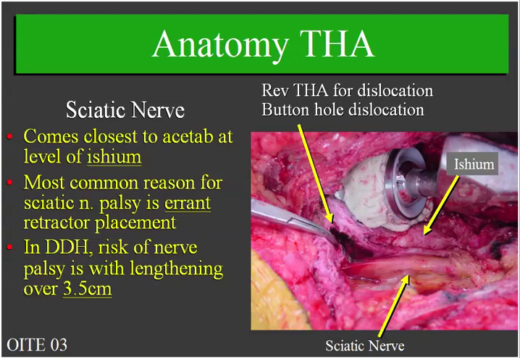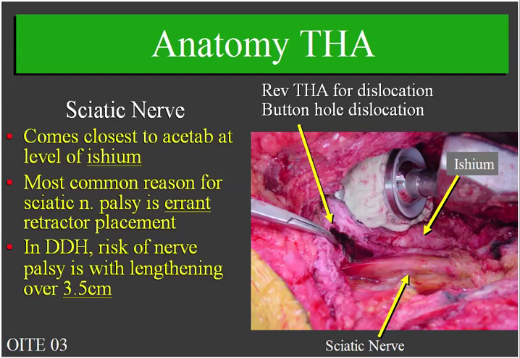Anatomy question, sciatic nerve. It comes closest to the acetabulum at the level of the ischium. It's been on the in-training, has been on the boards. The most common reason for a sciatic nerve palsy is errant retractor placement posteriorly. You lever on the nerve. If you lever on the nerve, which part of the sciatic nerve do you hit first? Anybody? In-training board question. Peroneal portion of it. You usually end up with a foot drop. In DDH, you run the risk of nerve palsy as well with lengthening over 3.5 centimeters. So in this picture here, you can see the ischium. This is a recurrent dislocator that I've revised.